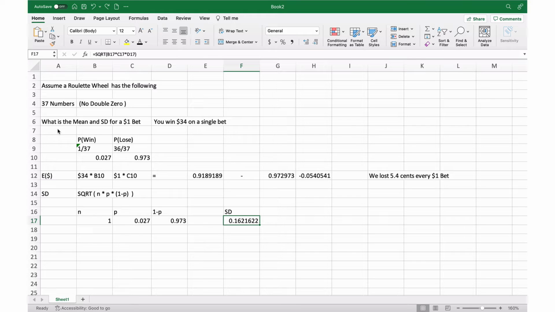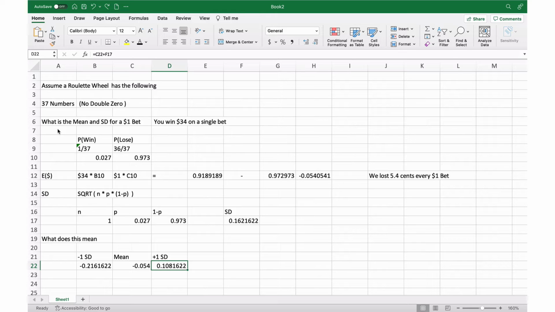Now, what does this mean? Well, if we were to set up our mean at negative 0.054, or a 5.4 cent loss, we can use the standard deviation to determine the spread around the mean for this particular roulette wheel. So if we took one standard deviation to the left, or minus one standard deviation, and one standard deviation to the right, we would end up with negative 0.216 and a positive 0.108. So this means that one standard deviation around the mean is going to be a loss of 21 cents or a gain of 10 cents. That makes sense on a single bet, even though you don't really win 10 cents or 21 cents, but this will become clearer when we get to about 100 bets.